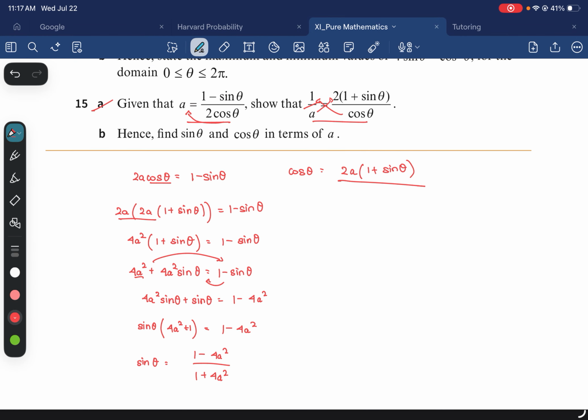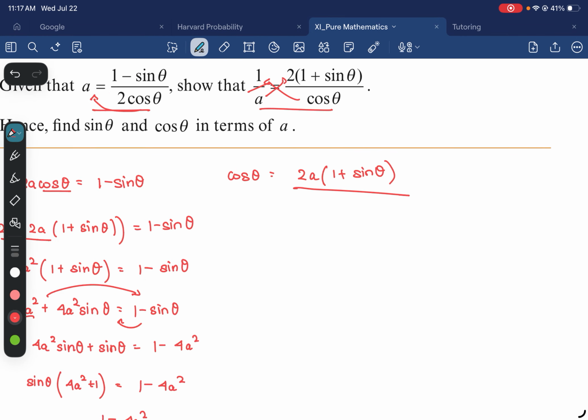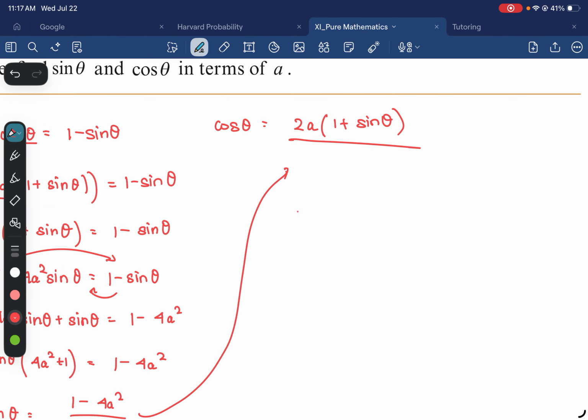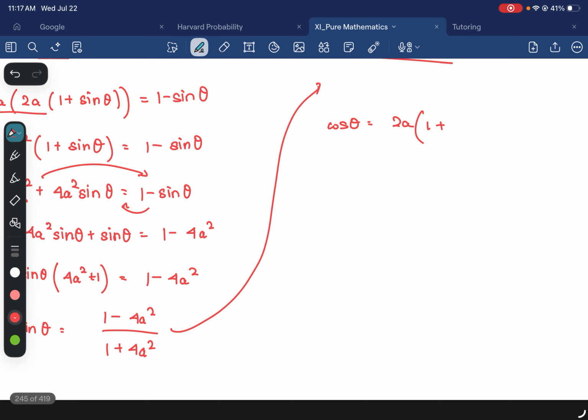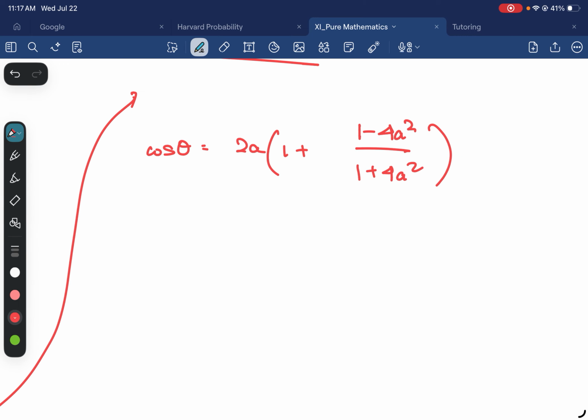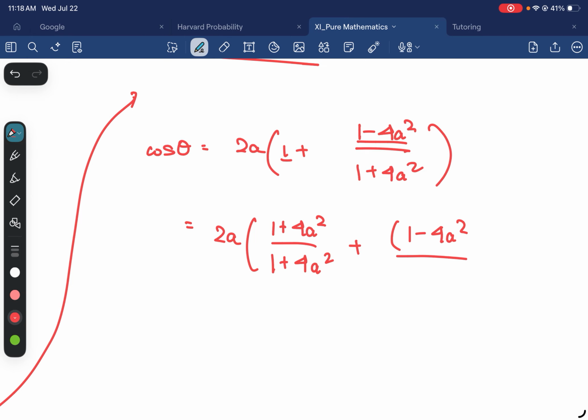Now, that is the value for sine theta. And now once I know this, let me just substitute this here. Cos theta is just 2a times (1 plus sine theta). Well, sine theta is just (1 minus 4a squared) over (1 plus 4a squared), right? Now, I can write the 1 as (1 plus 4a squared) over (1 plus 4a squared), plus (1 minus 4a squared) over (1 plus 4a squared).